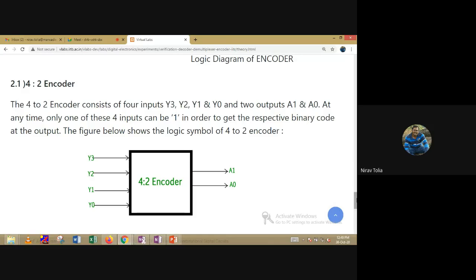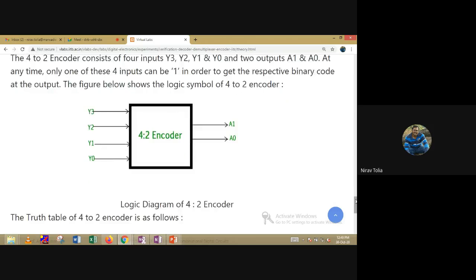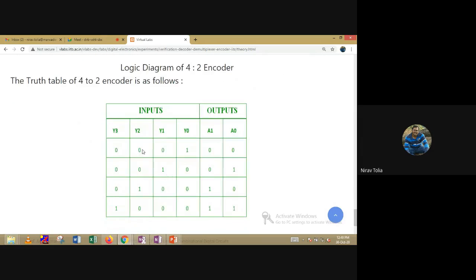So we have 4 different inputs. You can see on your screen Y0, Y1, Y2, and Y3. And we have 2 outputs, A0 and A1. So this is the truth table of the encoder. So as we have in decoder, at a time only one output will be activated.